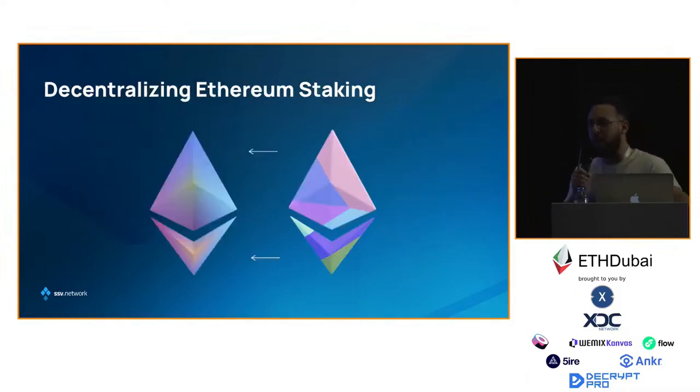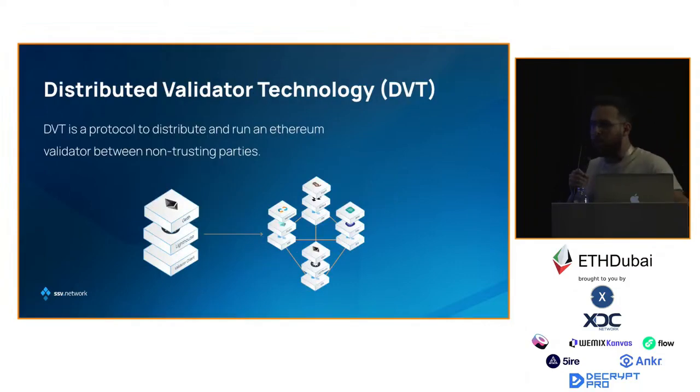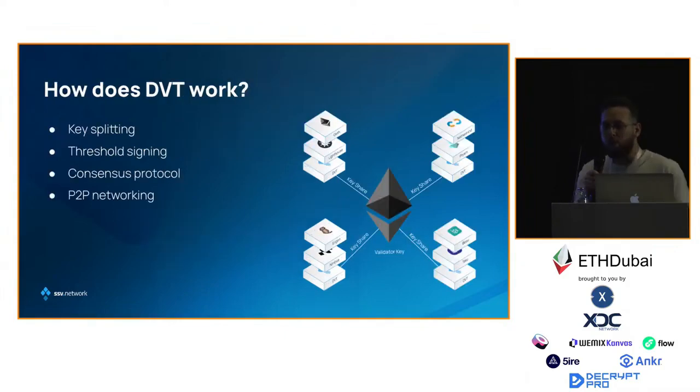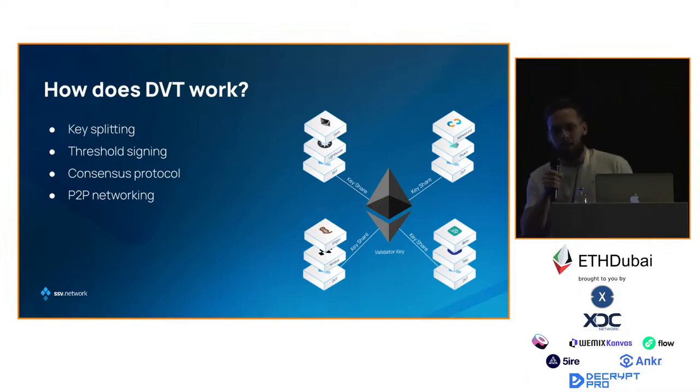So what is DVT and how can it help us transition to a more decentralized Ethereum? DVT, or Distributed Validator Technology, is a new tech primitive in the evolving Ethereum tech stack that enables multiple non-trusting parties to run and operate an Ethereum validator collaboratively. It works by taking a validator key, splitting it into a set of key shares, and distributing those shares to operators within something we call a cluster, or a validator cluster.